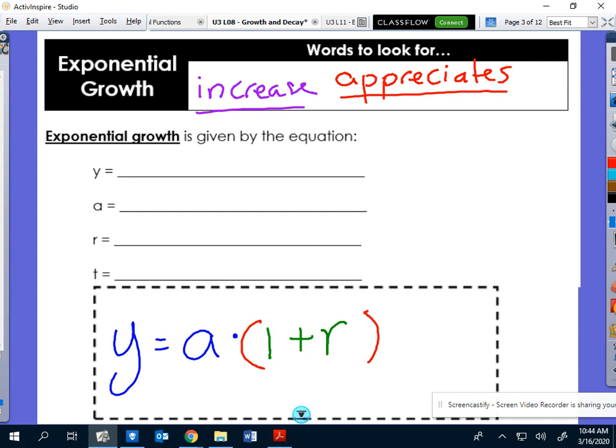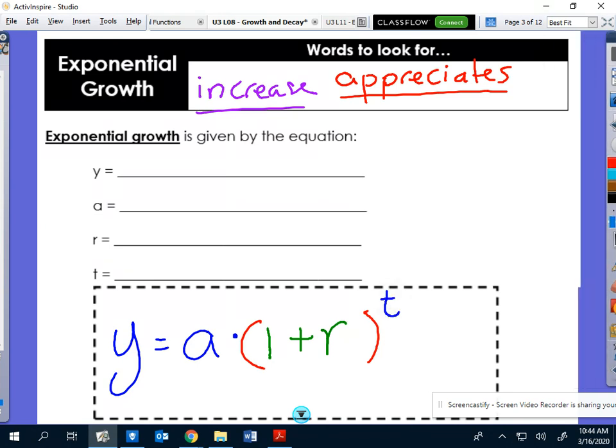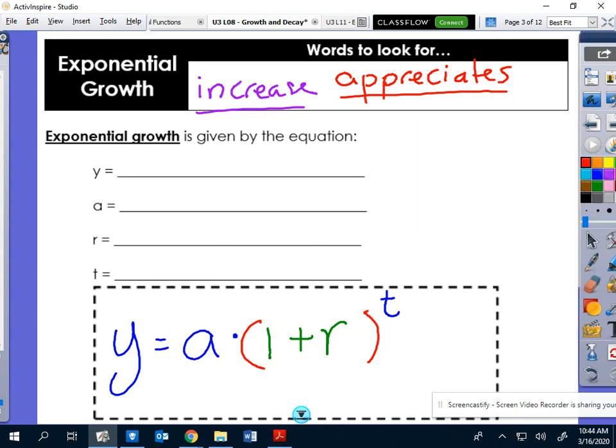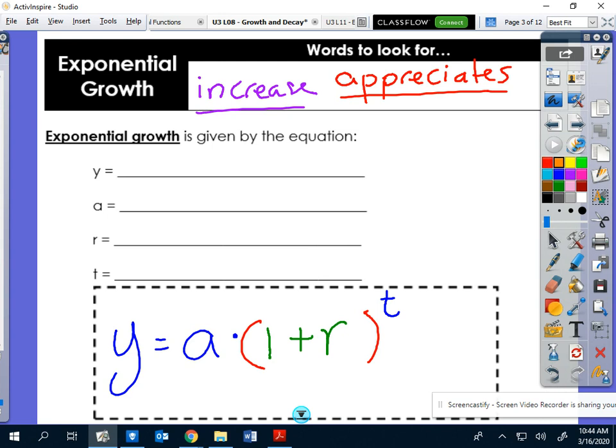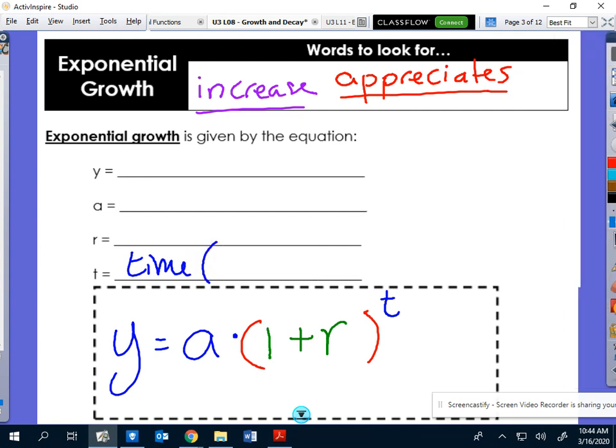And then once we've done that, that happens over a period of time. So we then raise that all to the letter T. Now you can use X if you want to, but we're just going to use the letter T in this case because that's time. So I've already kind of started to hit on these things. For example, T is your time. Now you want to be very careful that you think about how it's measured. So make sure you think about that, because it might be that it's years, it might be that it's months, it might be that it's days. So think about how that time is being measured.